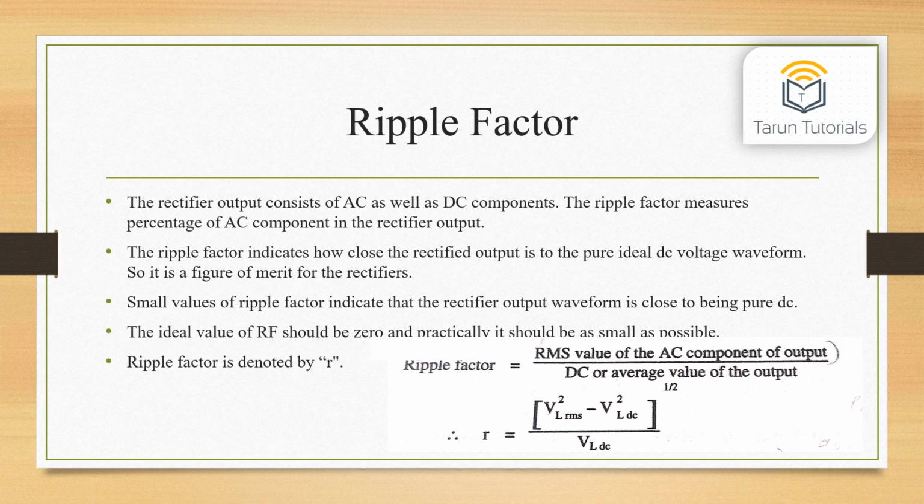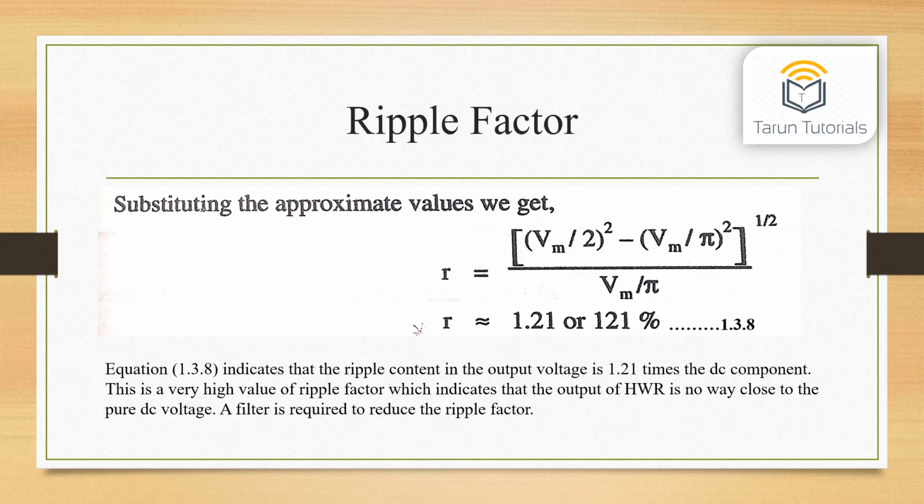Ripple factor is equal to the RMS value of AC component of output divided by the DC or average value of the output. Therefore, R is equal to square root of VLRMS square minus VLDC square, upon VLDC. Substituting the approximate values, we get R is equal to [(Vm by 2) the whole square minus (Vm by pi) the whole square] raised to half upon Vm by pi. After solving, we get R approximately equal to 1.21 or 121%.